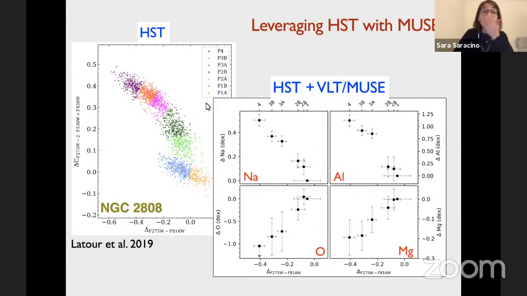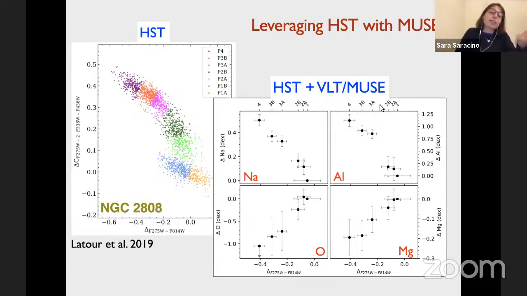So at the end, if you compare these spectra one-to-one, you should look for differences in their spectra, and this is a way to get mean abundances for different elements. This is what Latour and collaborators did in 2019, and you see these very nice trends. It's all the correlations and anti-correlations that we were looking at before for sodium, aluminum, oxygen, or magnesium, which are really very nicely picked up using this technique.